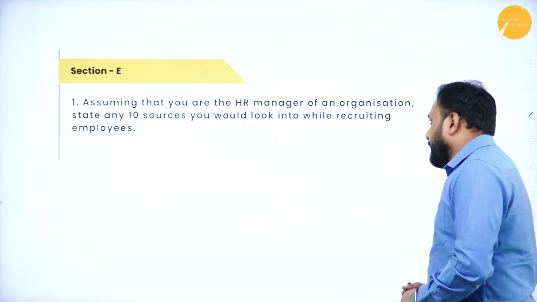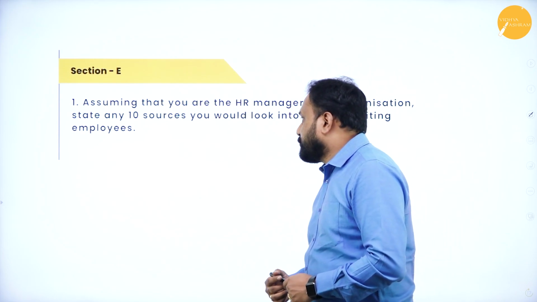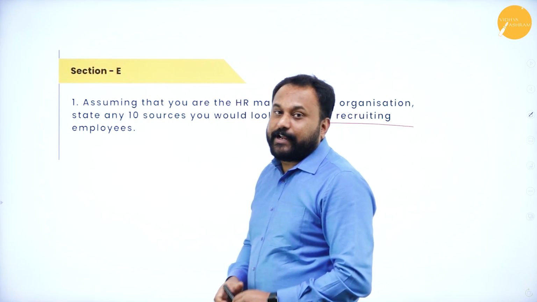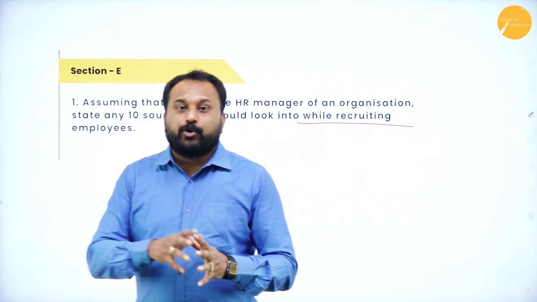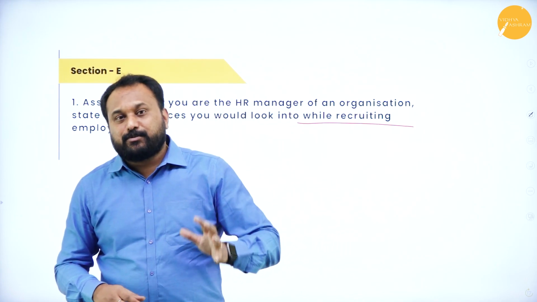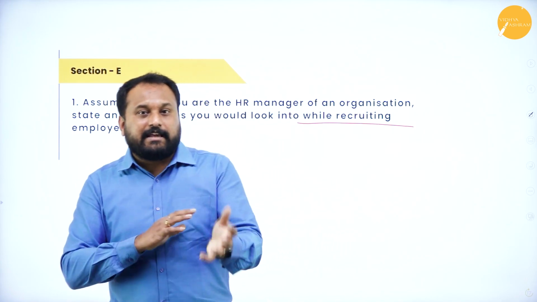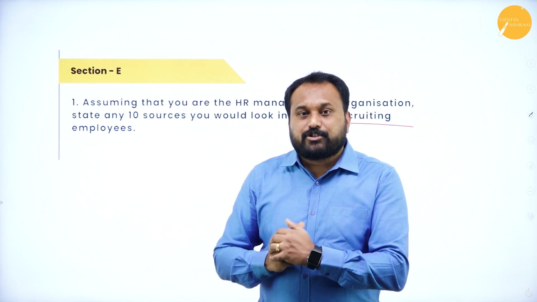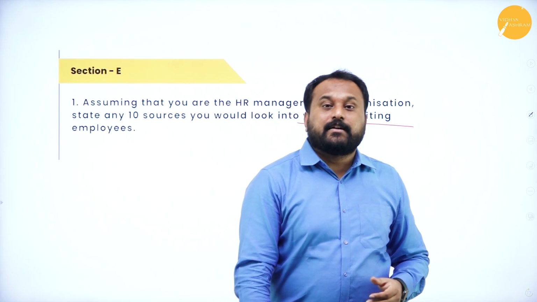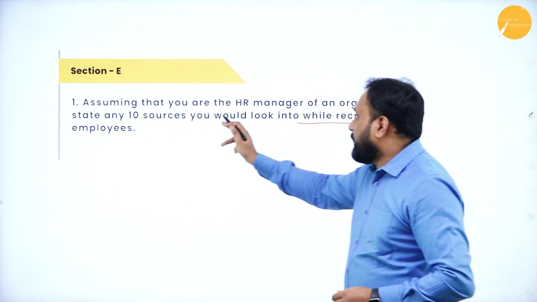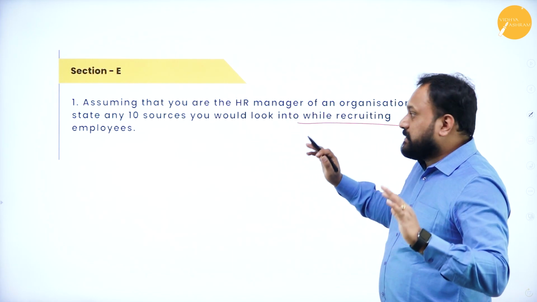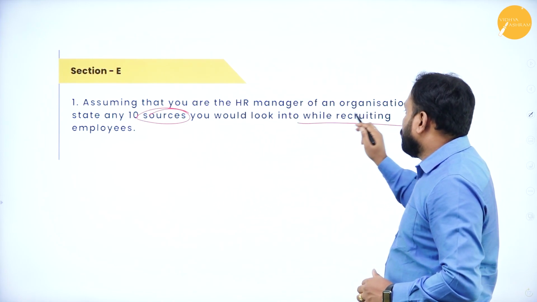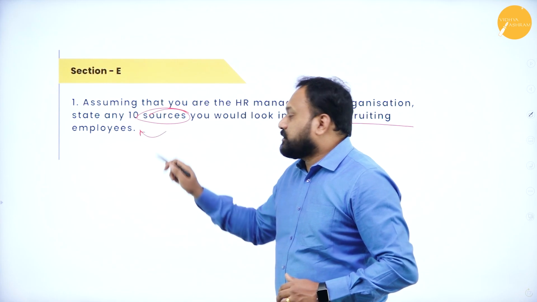Assuming that you are the HR manager of an organization, state any 10 sources you would look into while recruiting employees. Whenever you recruit employees, what are the things which you will go with? See, I told you a POQ is always indirect. They'll never give it to you directly, but you are supposed to know that the staffing chapter has a POQ, which is called sources of recruitment. Now check the keyword: assuming that you are the HR manager of an organization, state any 10 sources you would look into while recruiting employees. So it is called source of recruitment.